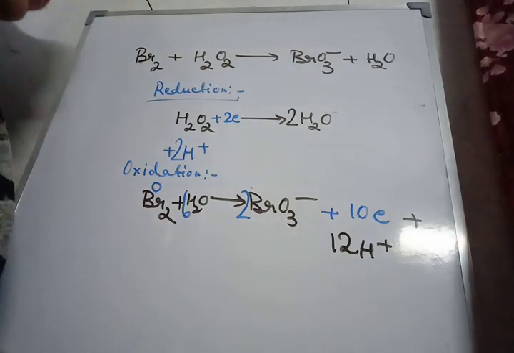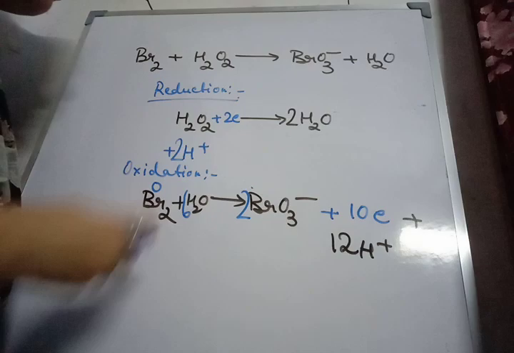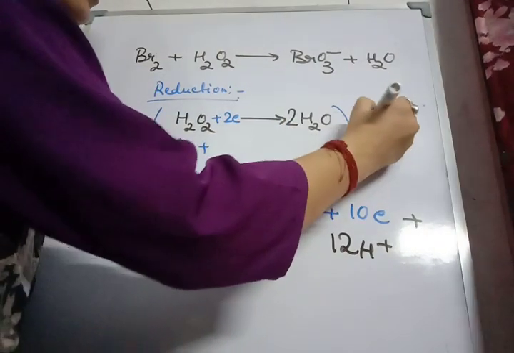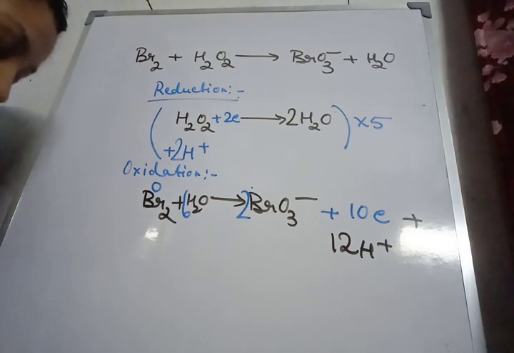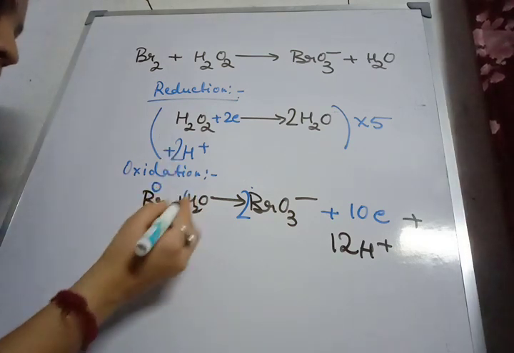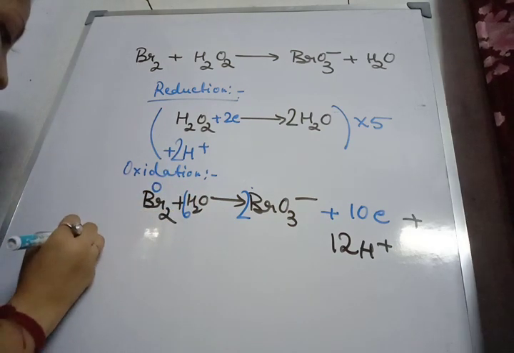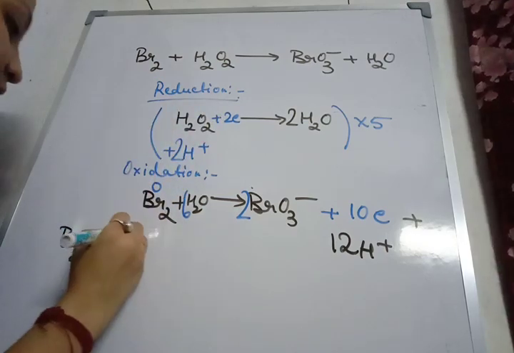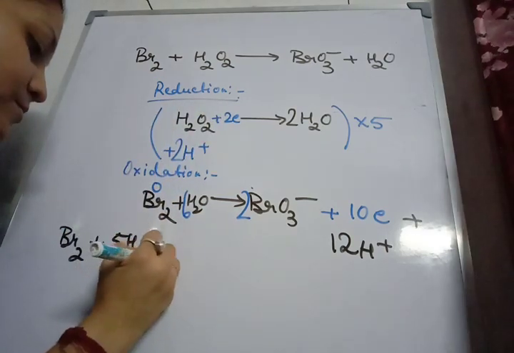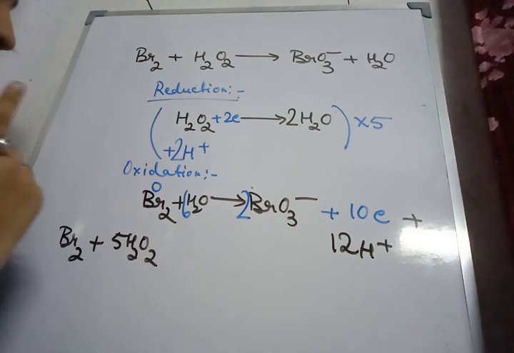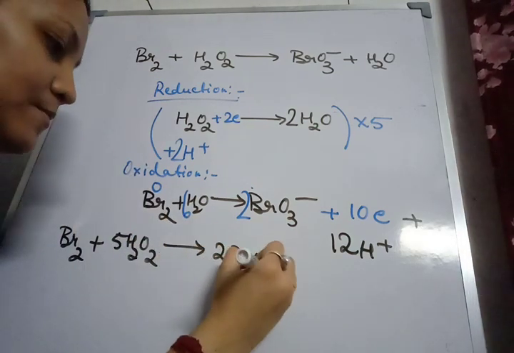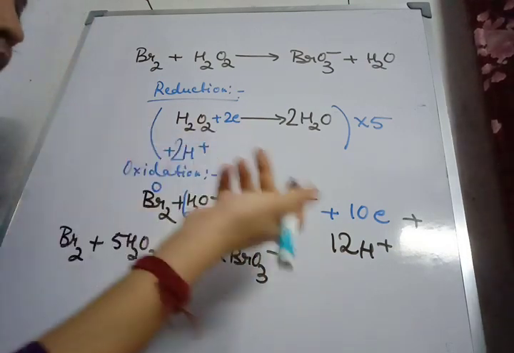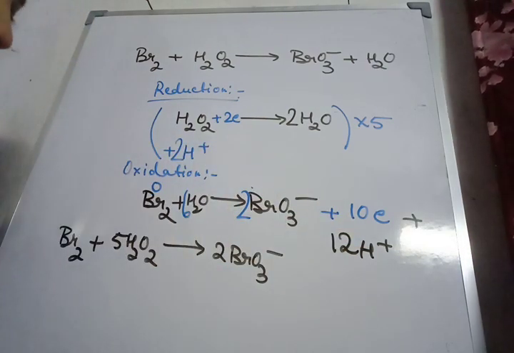Now I will be multiplying reduction half reaction by 5. So the number of electrons in both the equations remains same. And I will be giving the overall equation. Overall equation is Br2 plus 5H2O2 arrow 2 bromate. The number of electrons gets cancelled on both the sides.